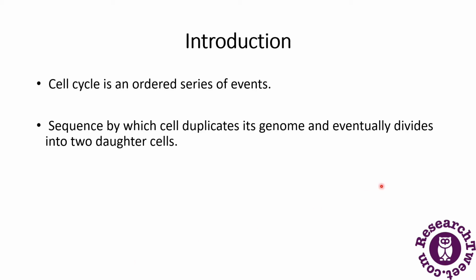For example, there is M phase, there is G2 phase, there is S phase. So what are the specific functions of these? Let's get started with the first slide of the cell cycle. It is an ordered series of events, and it is a sequence by which a cell duplicates its genome and actually divides into the two daughter cells.